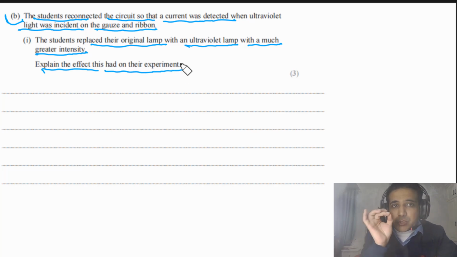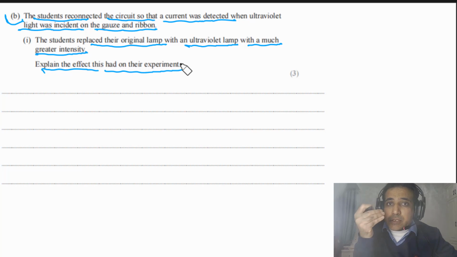So the first thing we need to understand is that we are using the same lamp. It means we're using the same UV light, but the intensity is greater, meaning the light is brighter. Intensity you can also understand simply as more photons. If the intensity is greater, it means a greater number of photons, so the light will be brighter and more intense. So simply you can understand it with this.